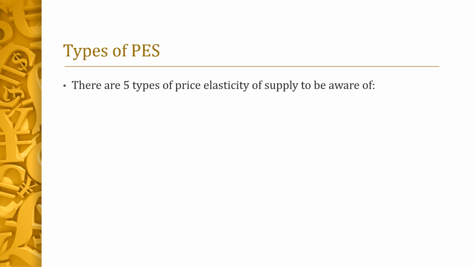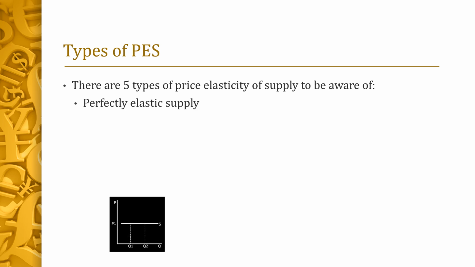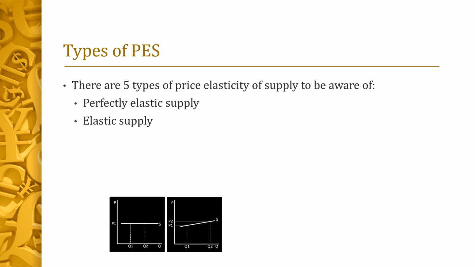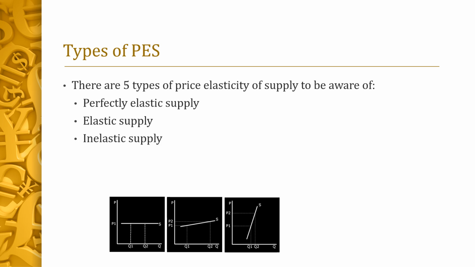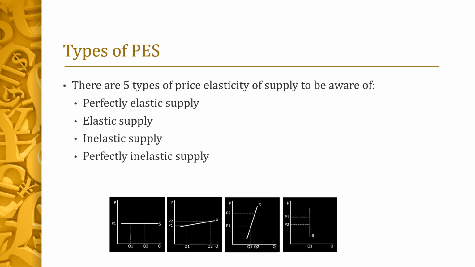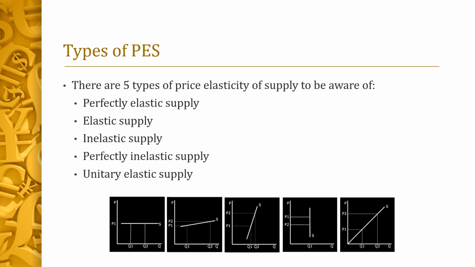There are 5 types of price elasticity of supply to be aware of: elastic supply, perfectly elastic supply, inelastic supply, perfectly inelastic supply, and unitary elastic supply. We'll take a look at each of these in more detail now.